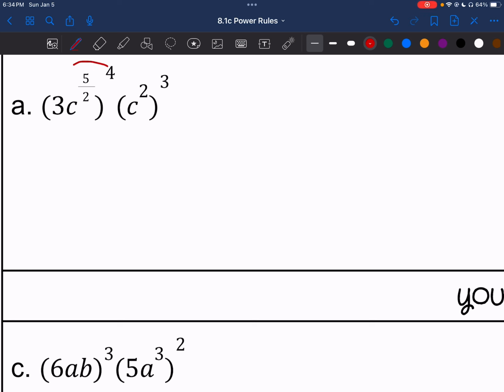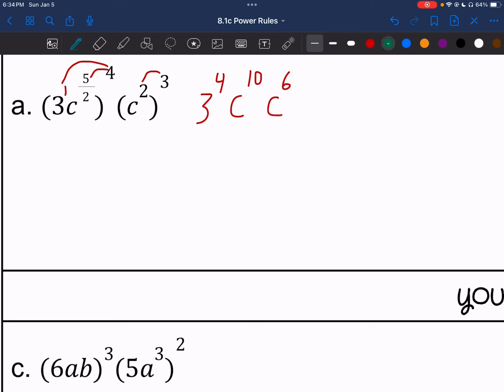So the 4 distributes to the 3 and to the c to the 5 halves. And the 3 only distributes to the c squared, right? It's only on the parentheses that it's attached to. So we start off. We have 3 to the 4th power. We have c to the 5 times 4 is 20, divided by 2 is 10th power. And then our second term, we have c to the 6th power.